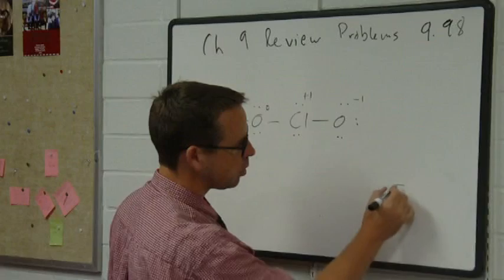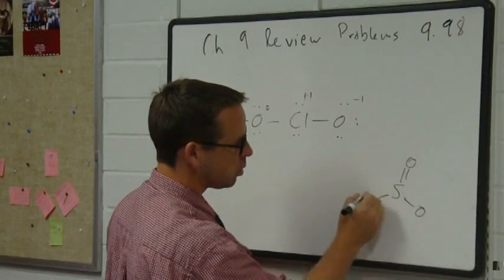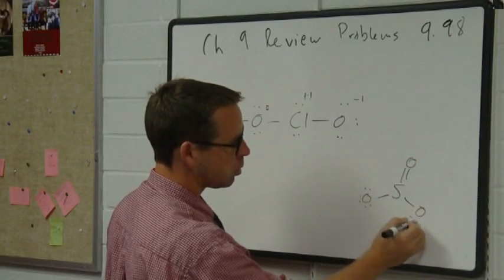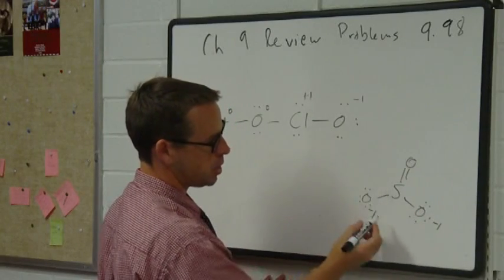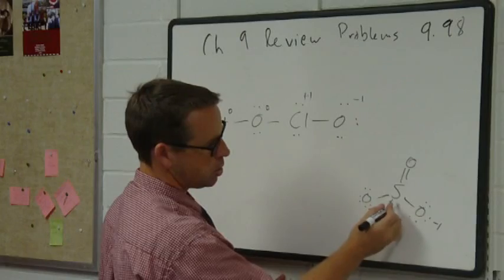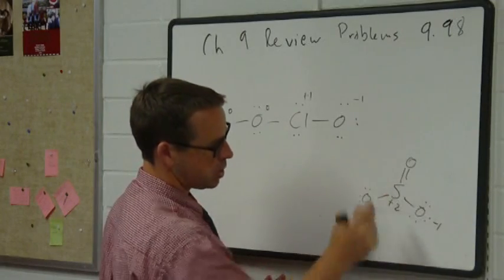HSO3. Oxygen here has a -1. Oxygen here has a -1. Sulfur here has a +2, right? 1, 2, 3, 4, and it brought 6, so +2.